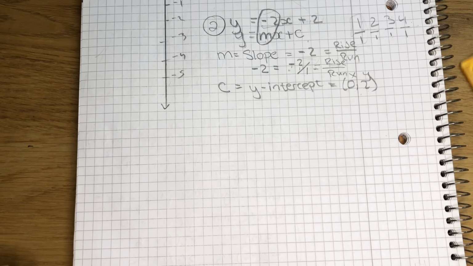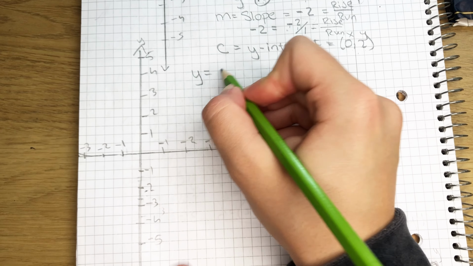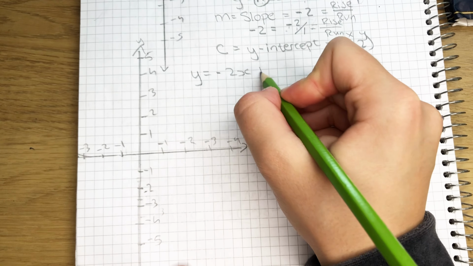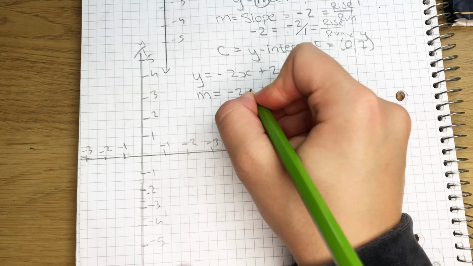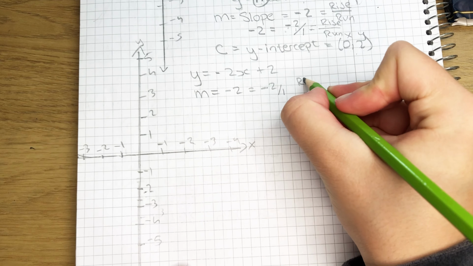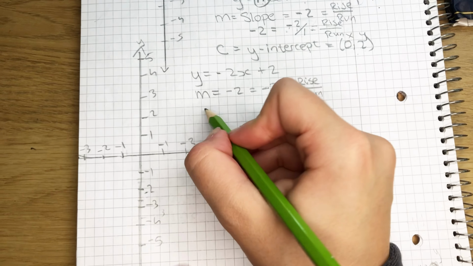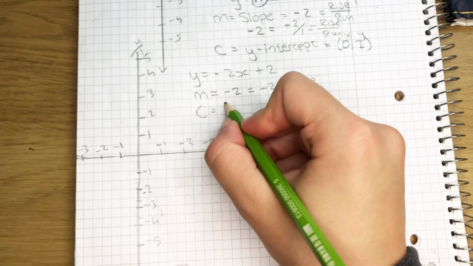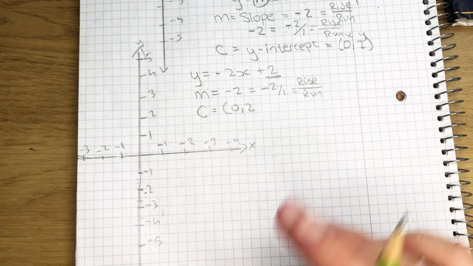All right, so, one eternity later. Let me just rewrite the question. Y equals minus 2x plus 2. So we know our slope is minus 2, which is minus 2 over 1. So that will be our rise over run. And our y-intercept is (0, 2). Remember, (0, 2). Do not forget that.